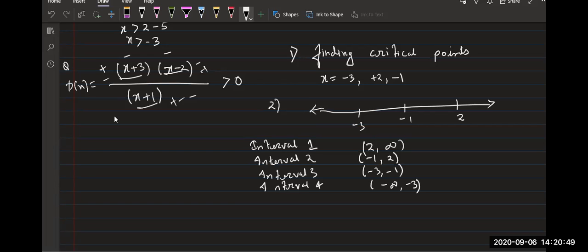It is the interval, right? Suppose you have a big number line, and you plot your critical points. So obviously it is dividing your whole number line into parts. That's your interval. It means the value of x from 2 to infinity. Okay, got it? Then the value of x from -1 to 2, from -3 to -1, and -infinity to -3.